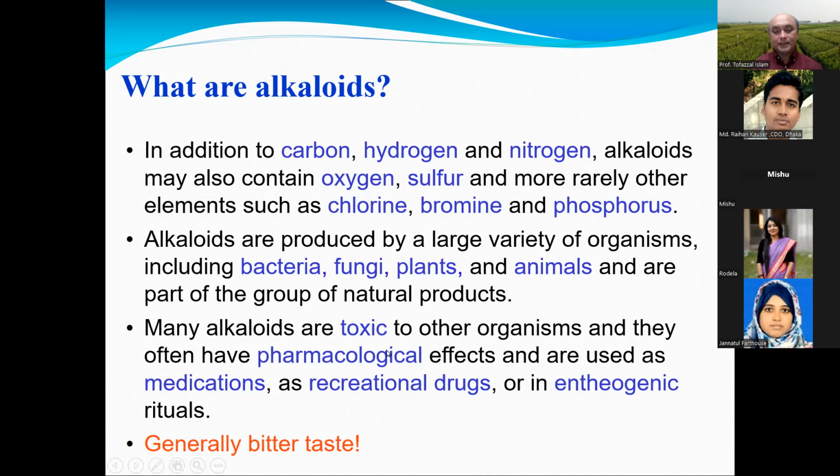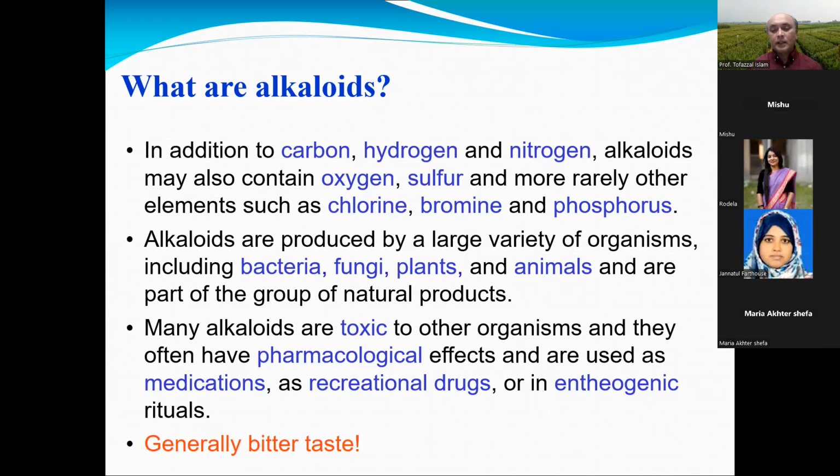Many alkaloids are toxic. As they contain nitrogen, they are biologically active. Biologically active means they can be beneficial or harmful to the cells. So many of the alkaloids are toxic to other organisms, and they often have pharmacological effects and are used as medications. Many of them are used as recreational drugs or in entheogenic rituals. Generally, alkaloids are bitter in taste.